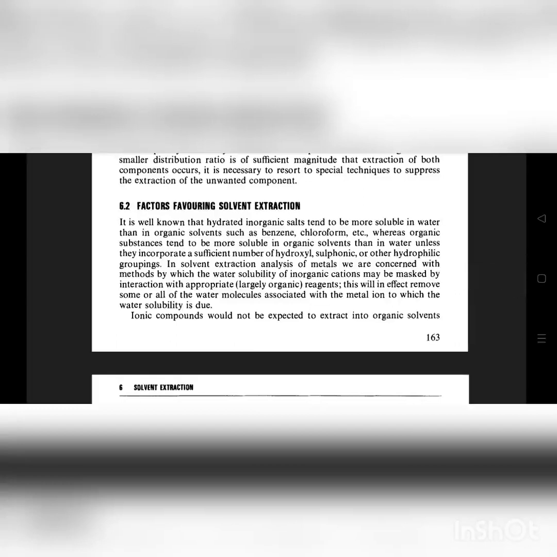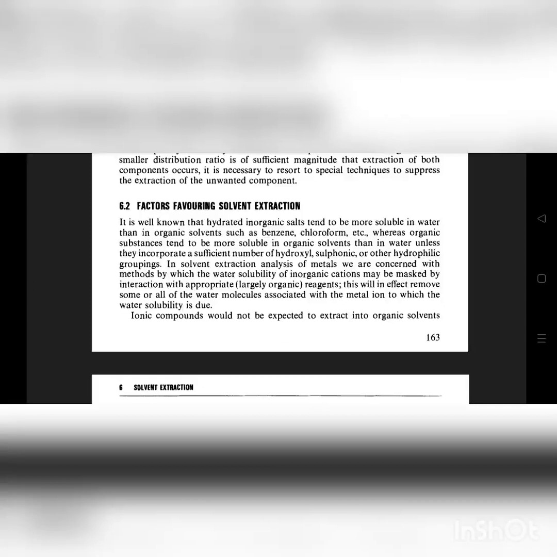It is well known that hydrated inorganic salts tend to be more soluble in water than in organic solvents such as benzene, chloroform, etc., whereas organic substances tend to be more soluble in organic solvents than in water unless they incorporate a sufficient number of hydroxyl, sulfonic, or other hydrophilic groupings. In solvent extraction analysis of metals, we are concerned with methods by which the water solubility of inorganic cations may be masked by interaction with appropriate reagents.